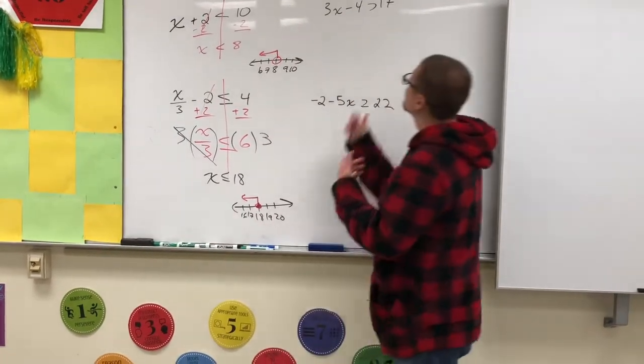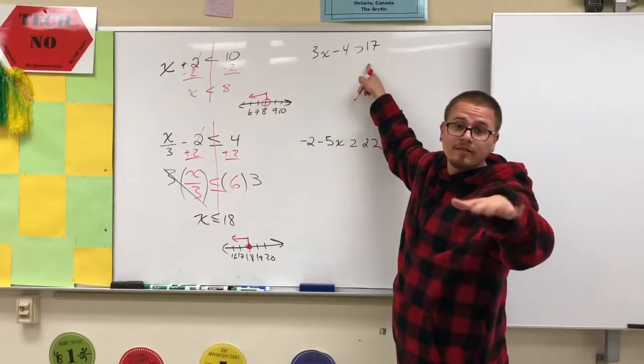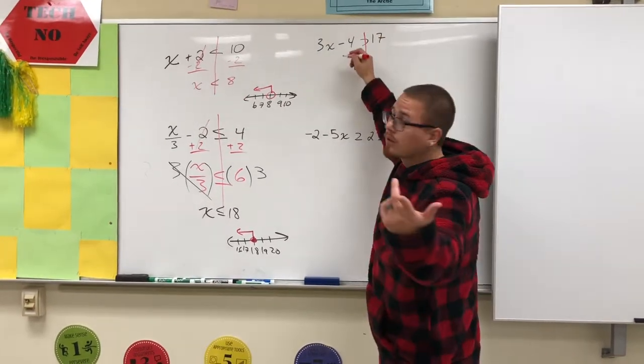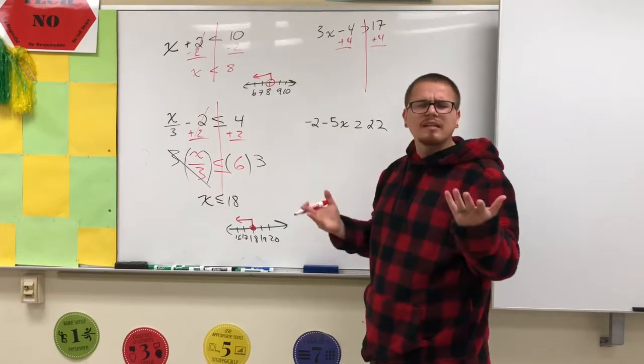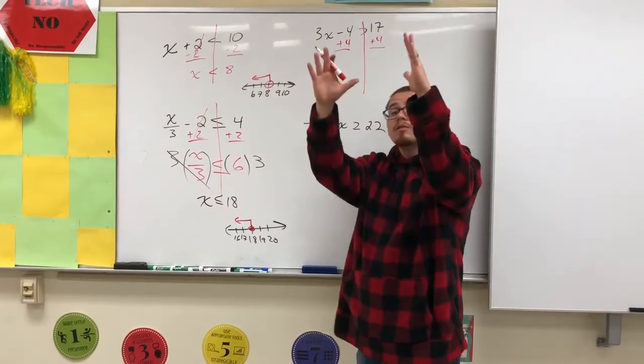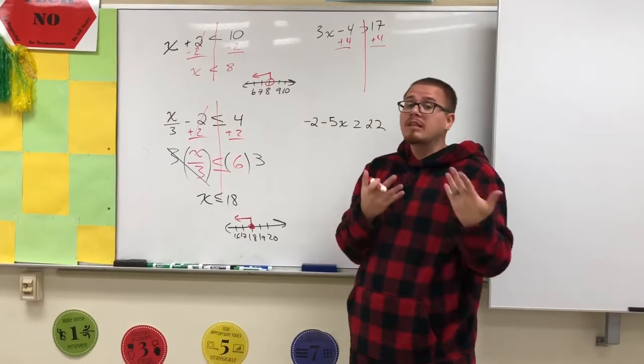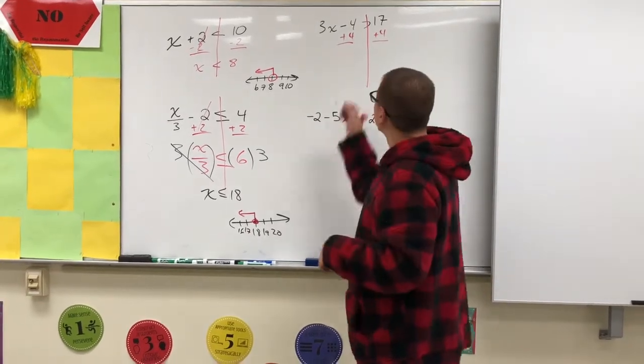All right, 3x minus 4 is greater than 17. Let's get through that real quick. Train track. Add 4 on both sides. Now while I'm doing these, guys, if you think, oh, I'm starting to get this, pause the video, do the math on your own, and then press play and check it and see if you got what I got.